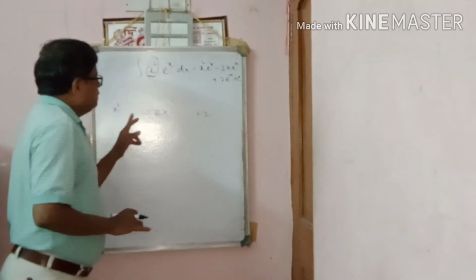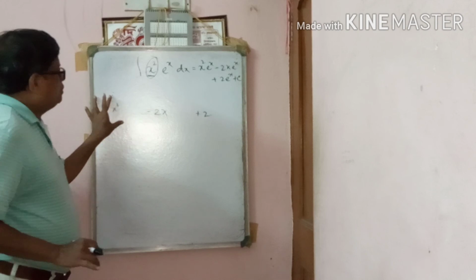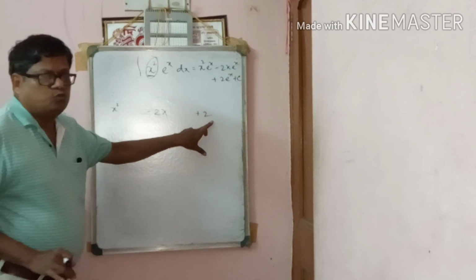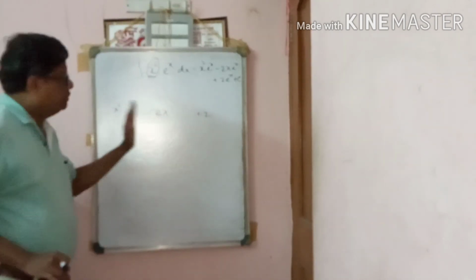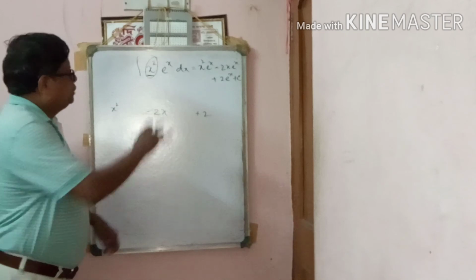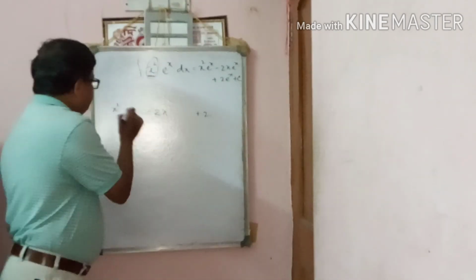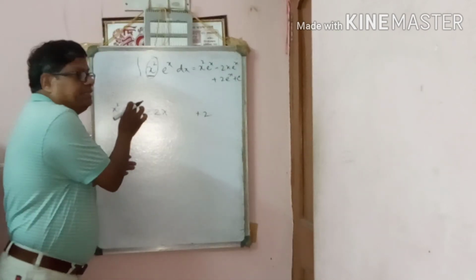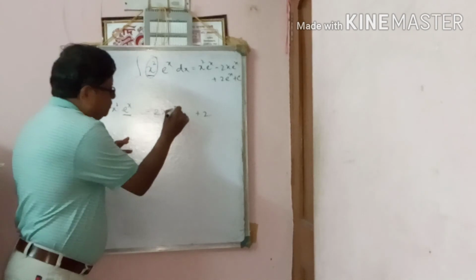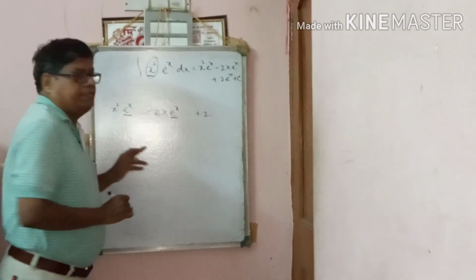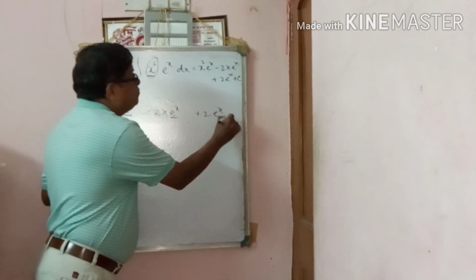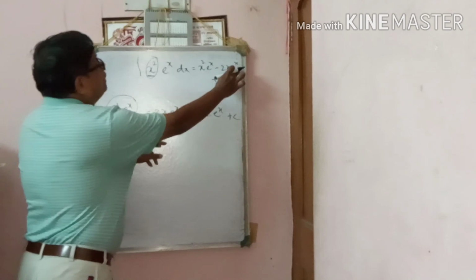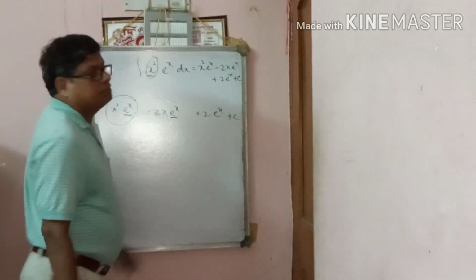See here, this is x square, its derivative twice x, and twice x's derivative 2. Now changing signs: plus, minus, plus. Now e to the power x dx, all of you know its integration is e to the power x, so write e to the power x. Again its integration is e to the power x, write e to the power x. Again its integration e to the power x, plus c. So x square e to the power x minus 2x e to the power x plus 2 e to the power x plus c.